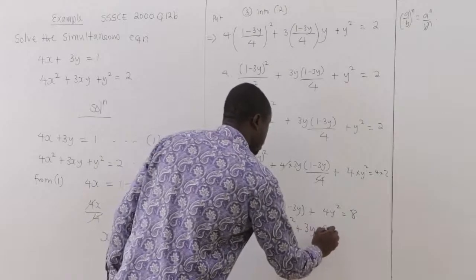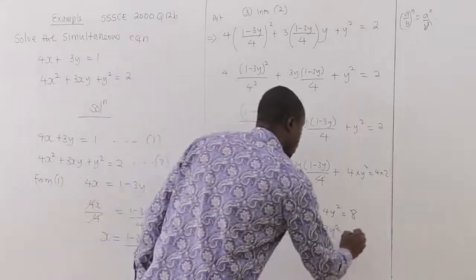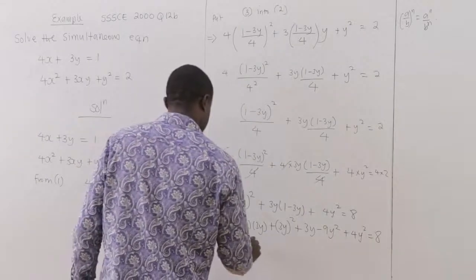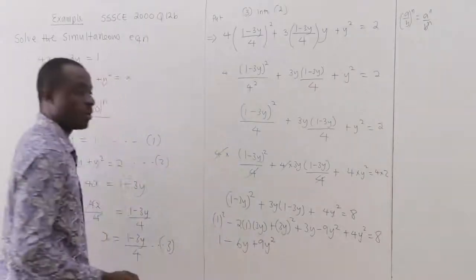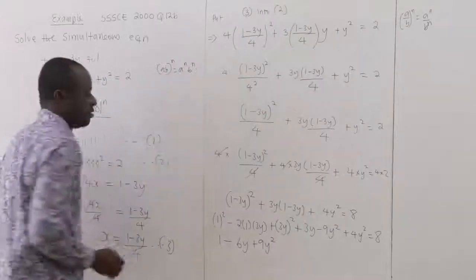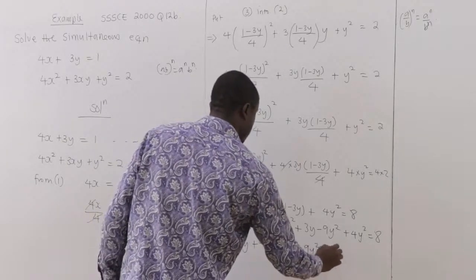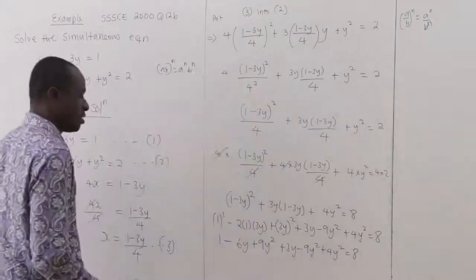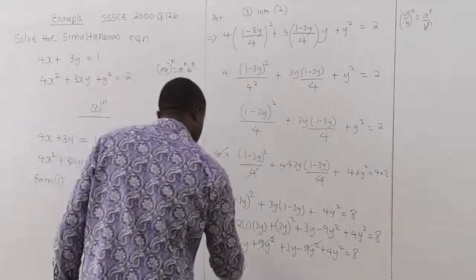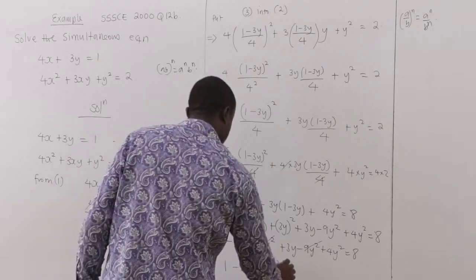This gives us 3y minus 9y squared. 3y times 1 is 3y, 3y times 3y is negative 9y squared, plus 4y squared equal to 8. And this is giving us 1 minus 6y plus 9y squared. You know, if you have (ab) to the power n, this is a to the n times b to the n. And then we have plus 3y minus 9y squared plus 4y squared, which is just equal to 8. Now, what can we see? This is cancelling out that. And then what do you have? 1, negative 6y plus 3y, that's negative 3y, plus 4y squared equal to 8.